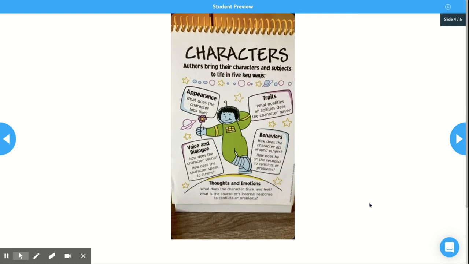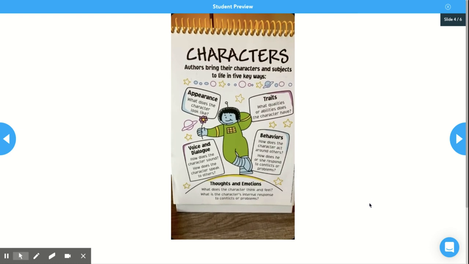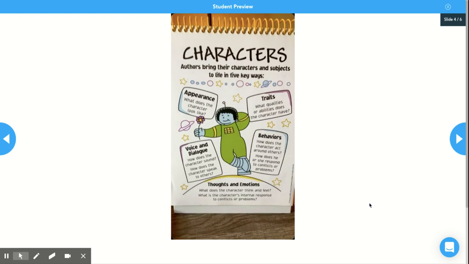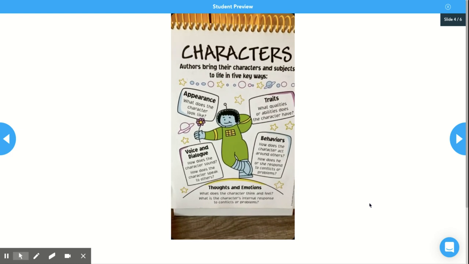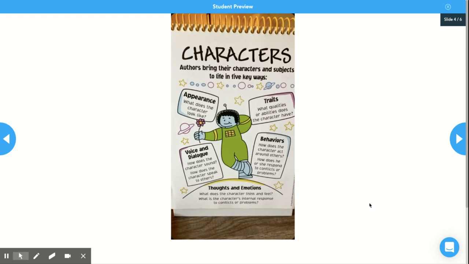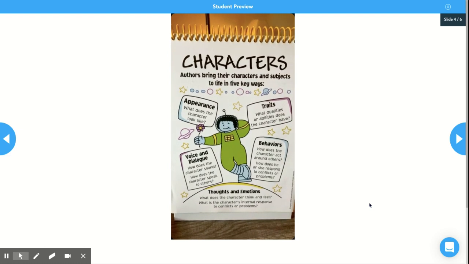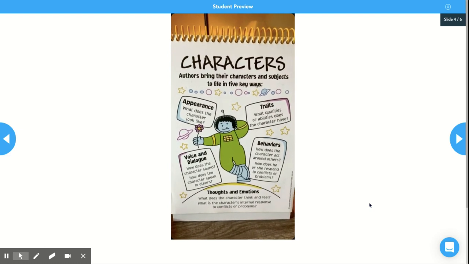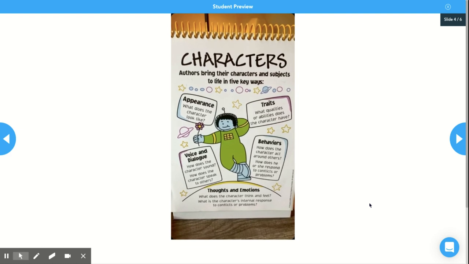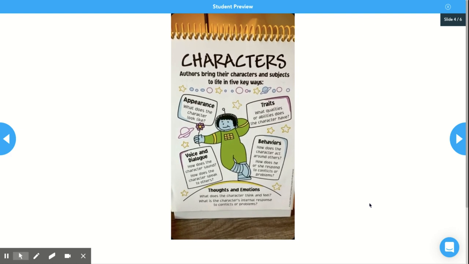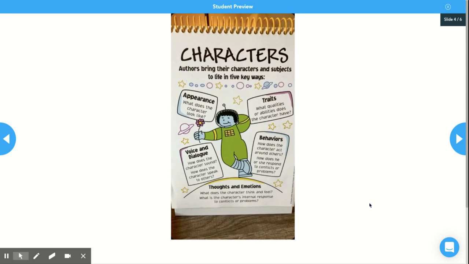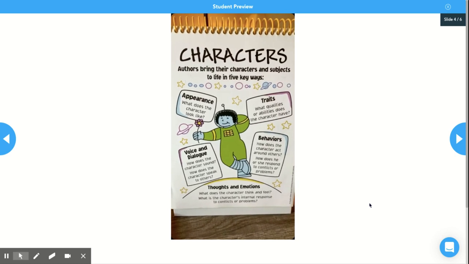Traits is the next quality. What qualities or abilities does the character have? Rita Moreno has some very strong character traits, and that is one of the main reasons that we're reading about her right now. Behaviors is another one. How does the character act around others? How does he or she respond to conflicts or problems? Again, we'll see a lot of this in the story of Rita Moreno.